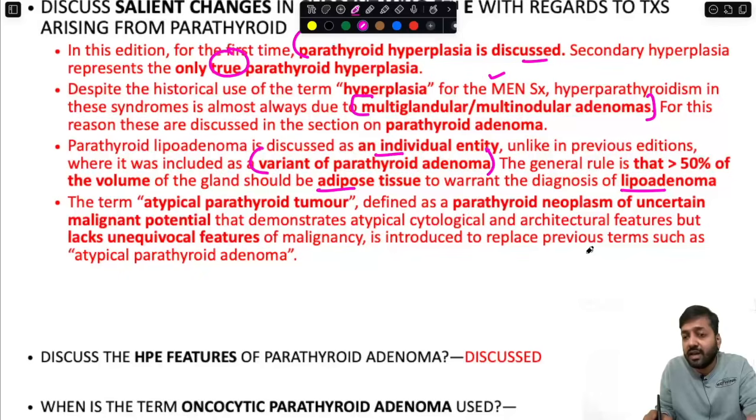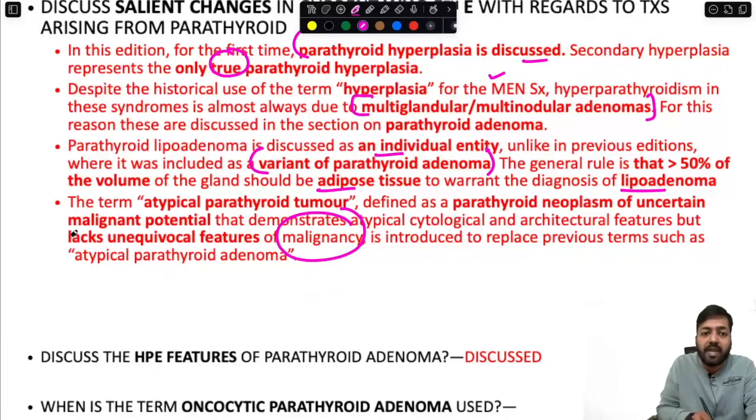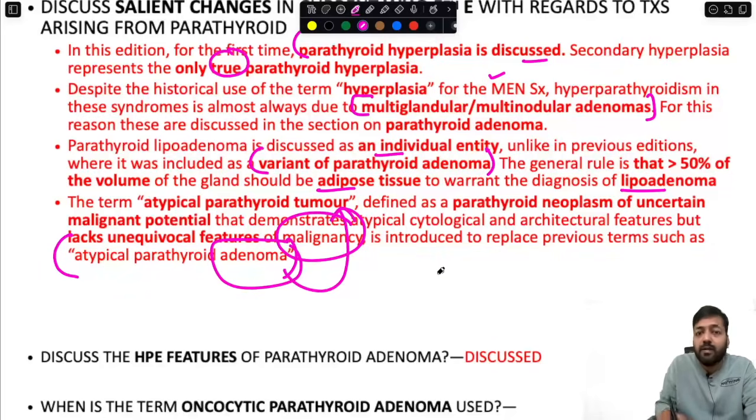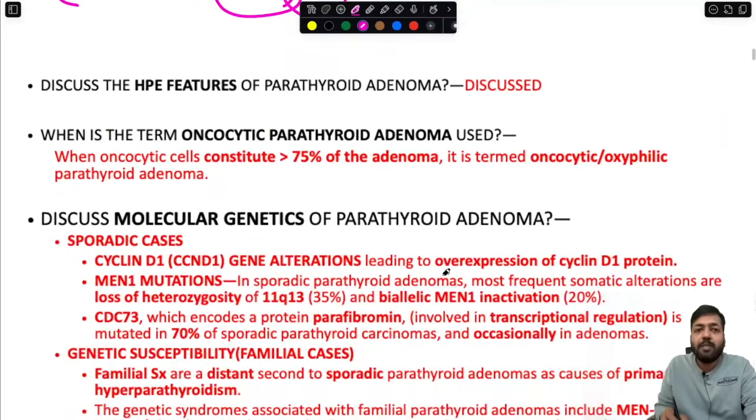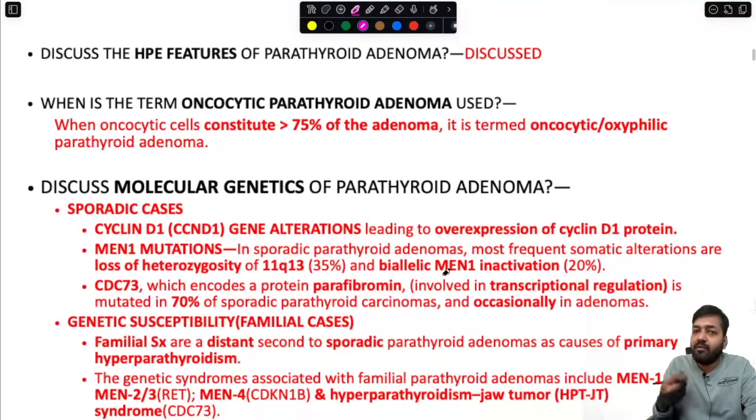The term atypical parathyroid tumor, defined as a parathyroid neoplasm of uncertain malignant potential that demonstrates atypical cytological and architectural features but lacks unequivocal features of malignancy, that is invasion and metastasis, is introduced to replace the previous term, which was atypical parathyroid adenoma. So the term adenoma has been replaced with the term tumor. The histopathological features of parathyroid adenoma we have already discussed.